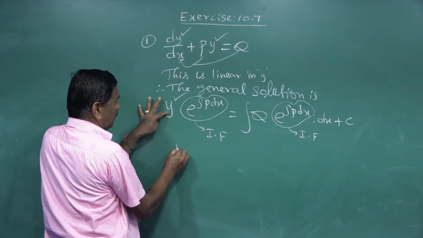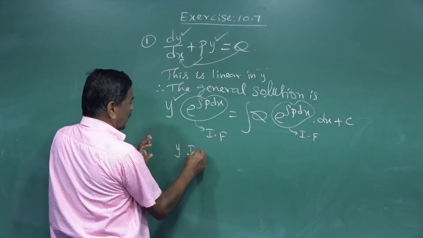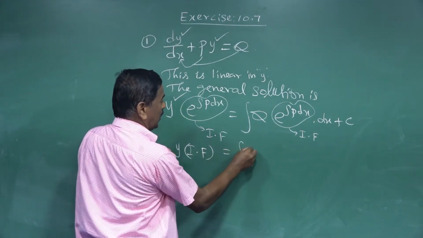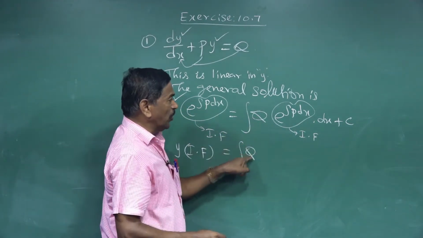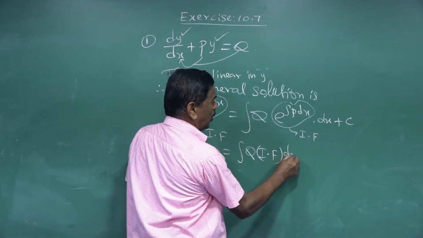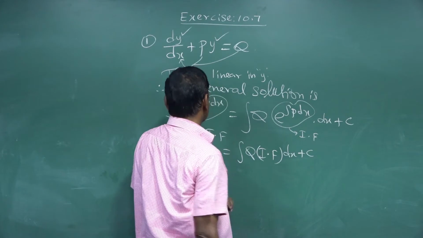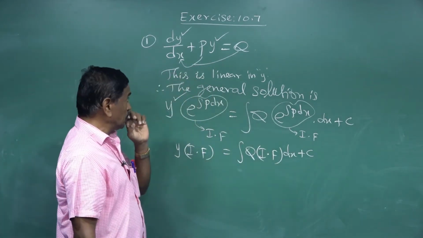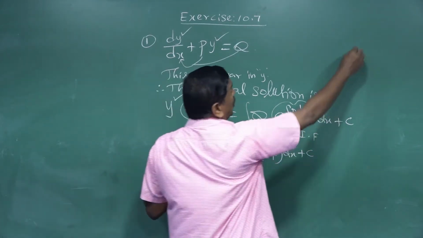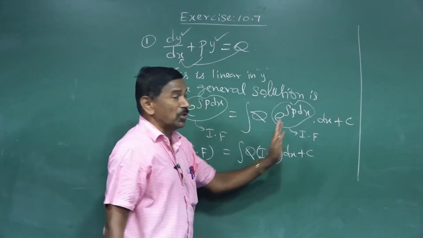Okay, now listen carefully. y into integrating factor is equal to integral q into this integrating factor into dx plus constant c. That's all. So that is the first one. Now similarly, there is no place downwards, so I want to move to the right side.